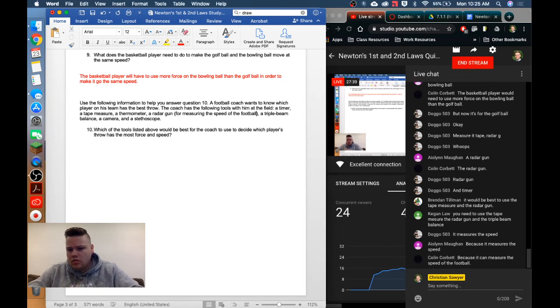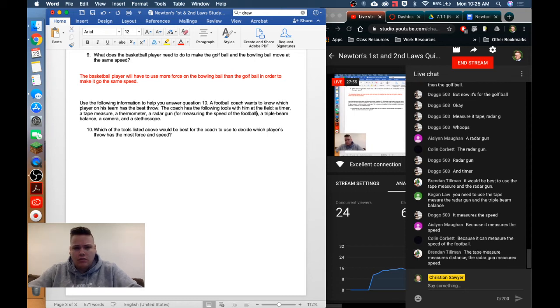Okay, right, so it'd be best to use the radar gun because in that way we can track the speed of the football, right? You could also use the tape measure to see how far it's thrown. That works too, okay? But the radar gun would be best for measuring speed, all right? So let me write that down.